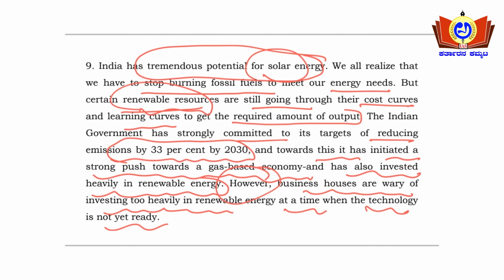However, business houses are wary of investing too heavily in the renewable energy at a time when the technology is not yet ready. So what you can infer is technology is not yet ready, but it is in the developing stage. It is in the initial stage. Hence, it is taking a lot of investments, and also the government is committed to reducing the emissions by 33%. So it has initiated a strong push towards a gas-based economy, as also simultaneously it has heavily invested in the renewable sources of energy. So what is the question here?